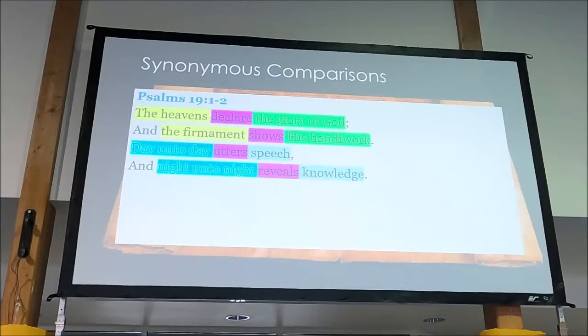Now we're going to go over to Psalms 24. I'm just picking out little pieces just to give you examples. Psalms 4, verses 1 and 2.